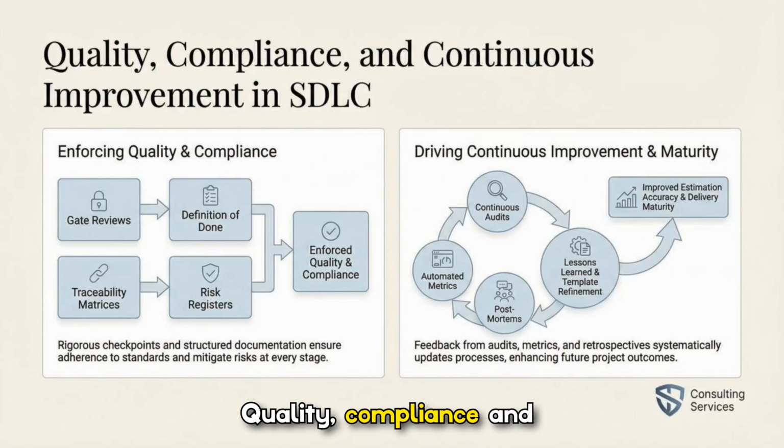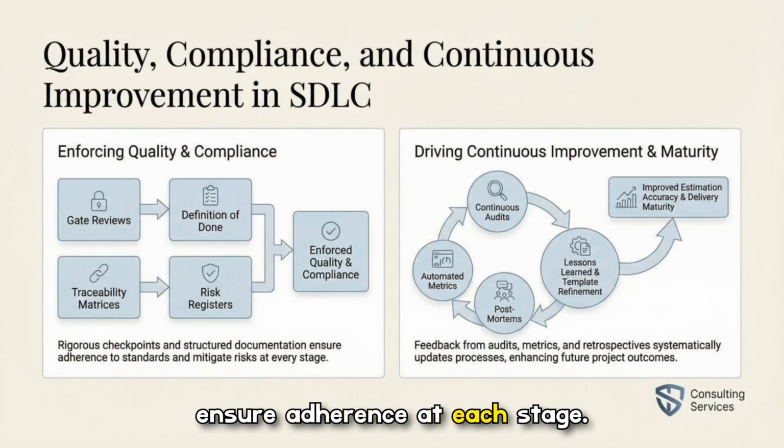Quality, compliance, and continuous improvement are enforced through gate reviews, traceability matrices, definitions of done, and risk registers to ensure adherence at each stage. Continuous audits, automated metrics and postmortems feed lessons learned back into the process, refining templates and estimation accuracy to drive higher delivery maturity over time.